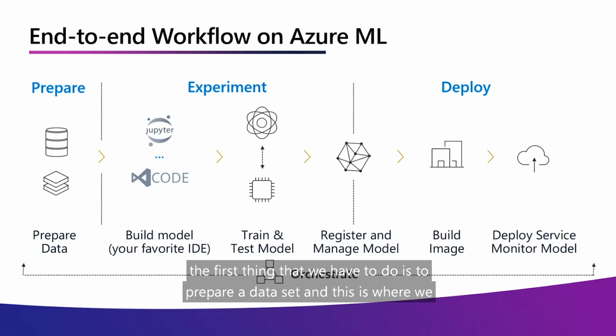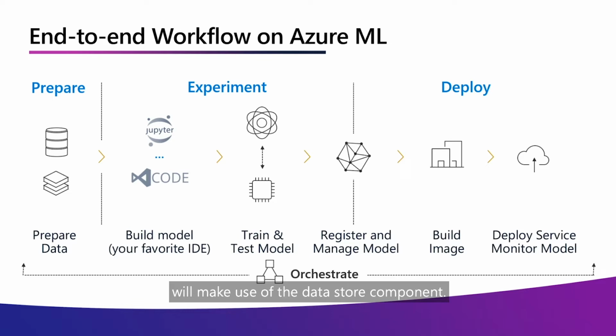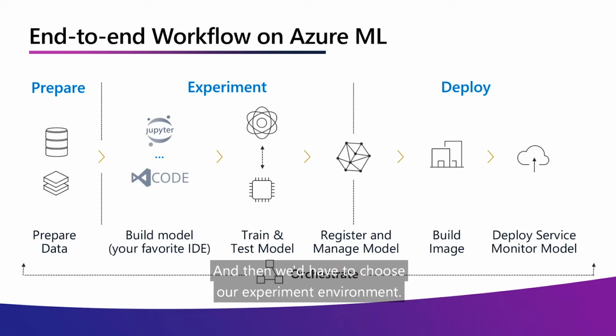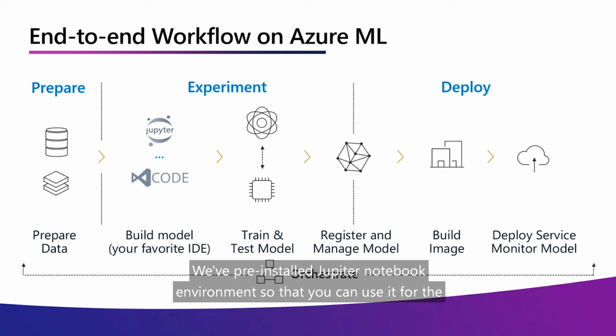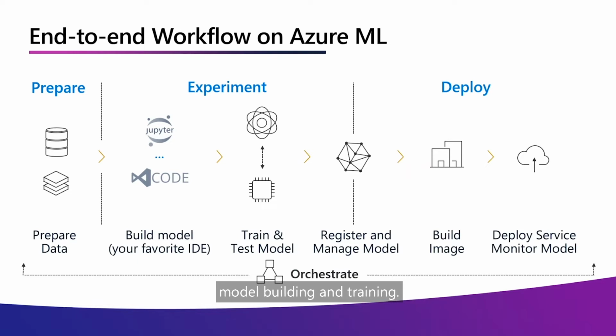For example, the first thing that we have to do is to prepare a data set, and this is where we will make use of the data store component. And then we have to choose our experiment environment, and that is where we need the compute resources. For example, that can be a compute target with a pre-installed Jupyter Notebook environment so that you can use it for the model building and training.